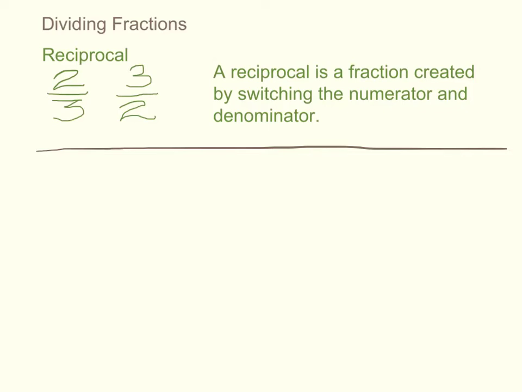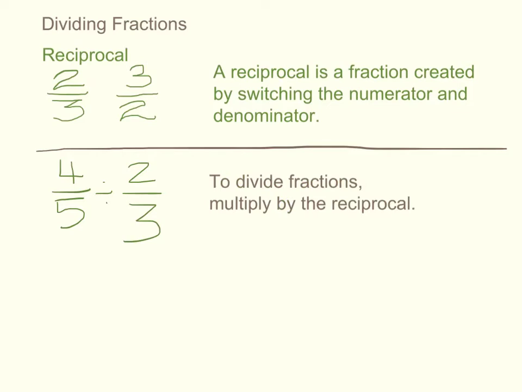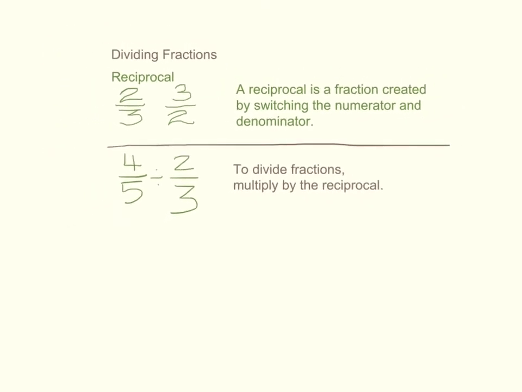And the reason we need to know that is because we use that to divide fractions. So let's start with an example. Let's take 4/5 and divide that by 2/3. So to divide fractions, we're going to multiply by the reciprocal.